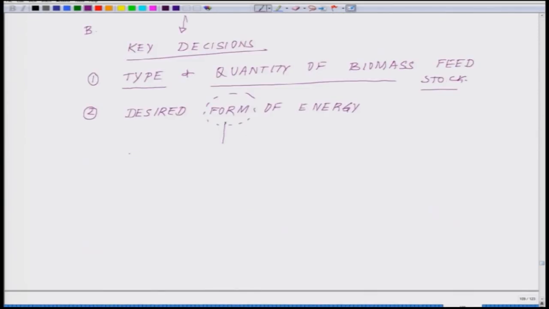Okay. The biomass could be divided into three different categories, out of which two fall under energy category, and the third one. So, if this is one, this is two, and this is three. The third one falls under chemical feedstock.